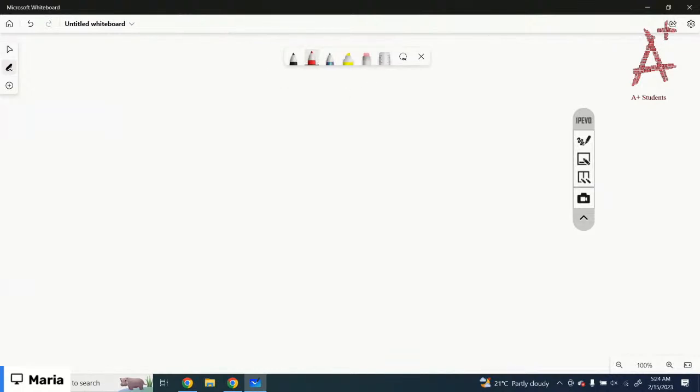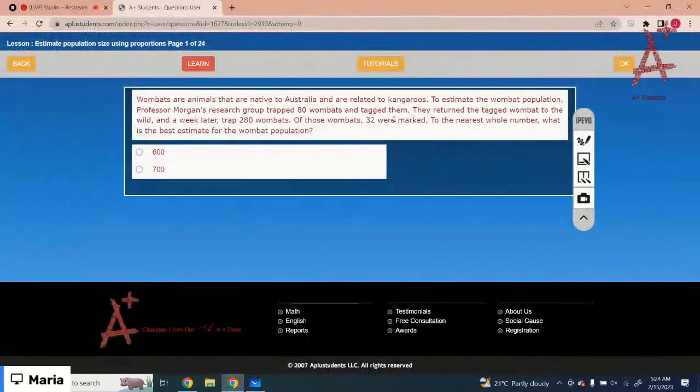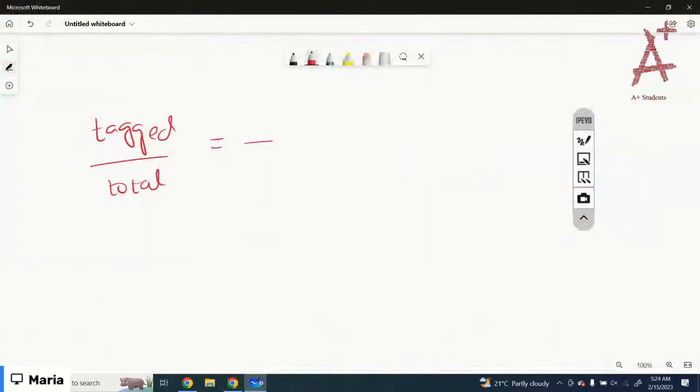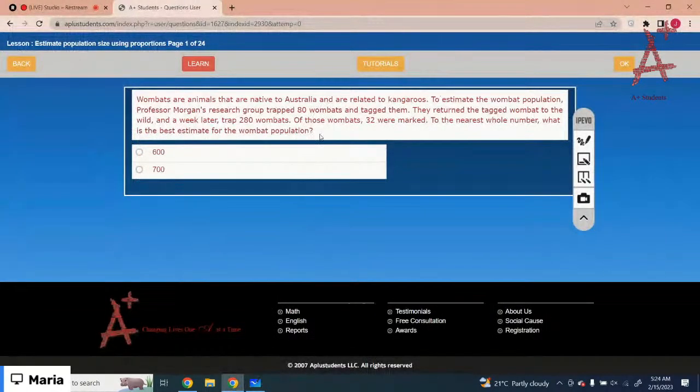Okay, tagged divided by the total. And okay, the tagged are 80 and 280 are the total. So it would be 80 over 280. Got it? And the next value is: of those, 32 wombats were marked. To the nearest whole number, what is the best estimate for the wombat population?